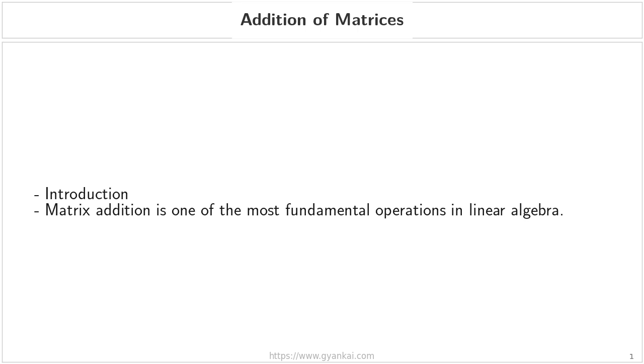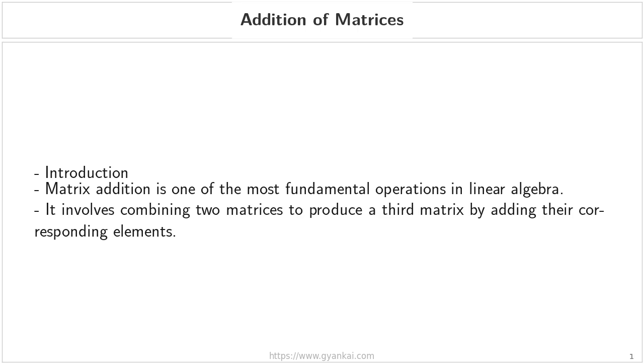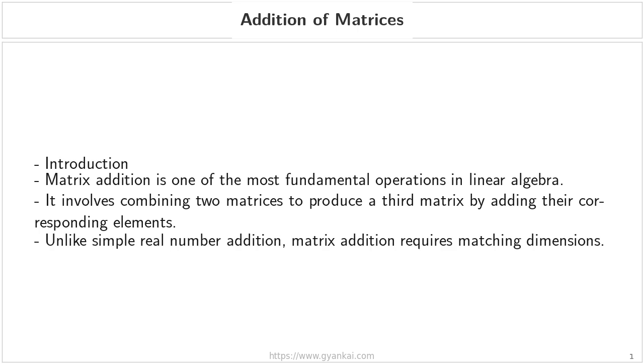To start, it is important to understand that matrix addition is one of the most fundamental operations in the field of linear algebra, serving as a building block for many more complex calculations. In simple terms, this process involves combining two existing matrices to produce a third, new matrix. We achieve this by adding together their corresponding elements, which means we add the numbers that occupy the exact same position in each matrix. However, there is a key distinction you must keep in mind.